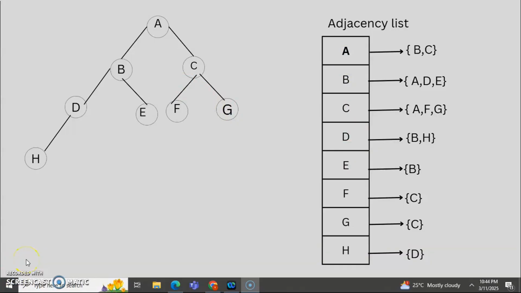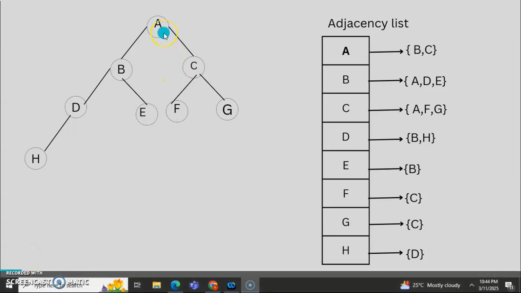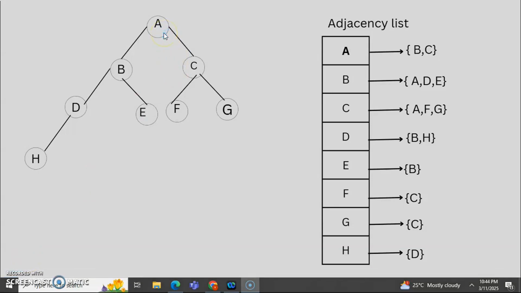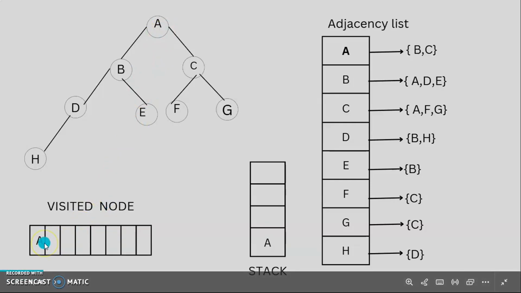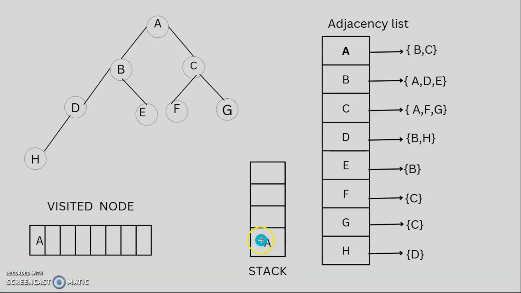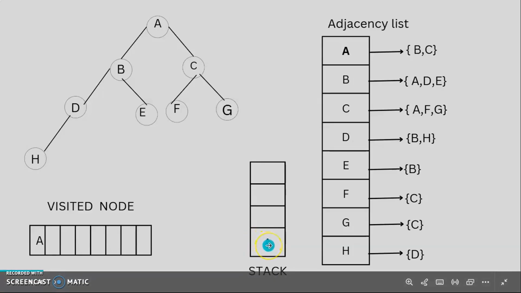Let us start with the source node A, and we create a list called visited node. In the visited node list, you mark A as visited and enter it into this list. Then you enter this node A in the stack. So what is a stack? Stack is a data structure which follows last in first out. So you enter the node A in the visited node list and also in the stack.